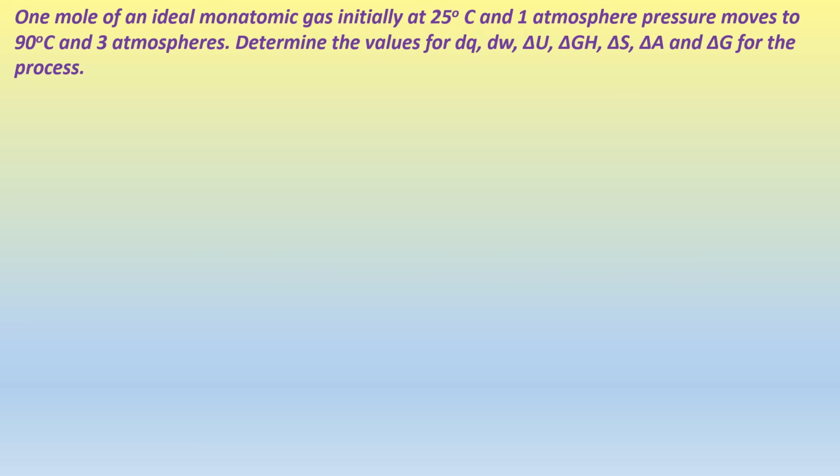So, for example, I take 1 mole of an ideal monatomic gas at 25 degrees C, 1 atmosphere, and that gas moves to a state of 90 degrees C in 3 atmospheres. Determine the values of heat, work, delta U, delta H, delta S, delta A, and delta G for the process. Note very carefully that this question does not have the word reversible in it. Unless you are told specifically that a process is reversible, don't assume that it is. If it is not stated to be reversible, that process is irreversible.